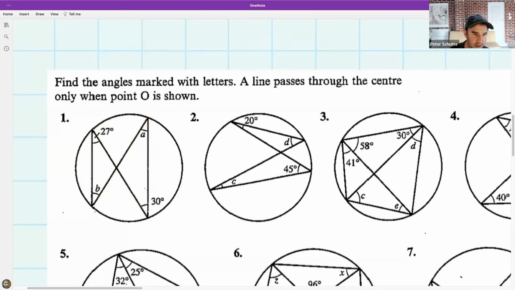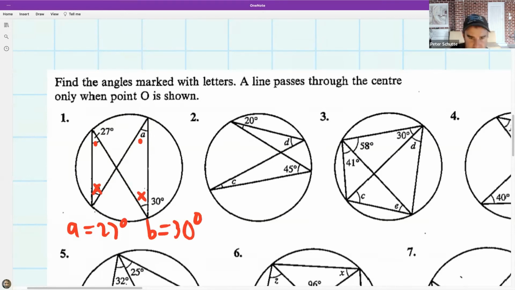Okay, so you're quite right. A is going to be 27 degrees because these two are partners in the bow tie. And B is going to be 30 degrees because these two are partners in the bow tie. Notice how the top and the bottom of the bow tie have different values, but the partners have the same value.